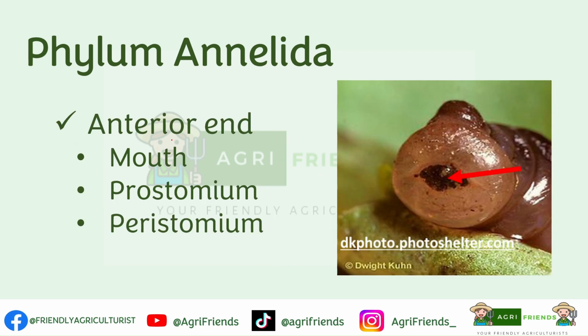The anterior end of the annelida comprises the mouth, which is the one pointed by the arrow, the prostomium or the preoral lobe, which is this part, pro meaning before the stoma or the mouth. So before the mouth, which is this part, and the peristomium, which is the first true segment, peri meaning around, and stoma meaning mouth. So this is the first true segment where the mouth is located.